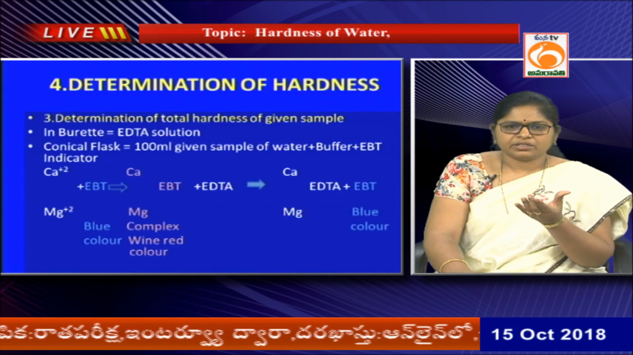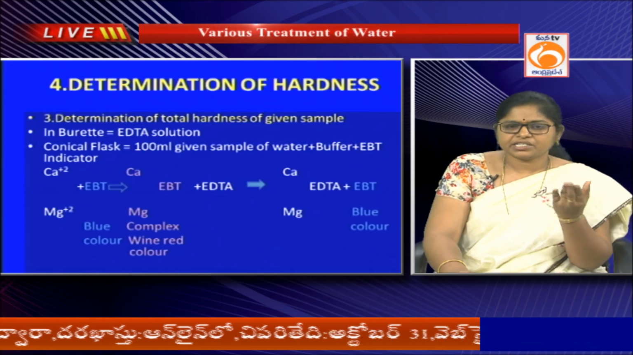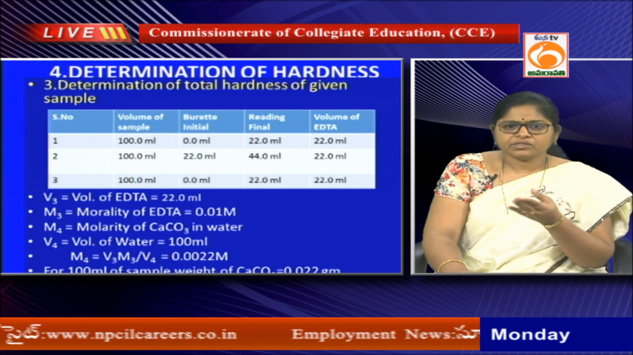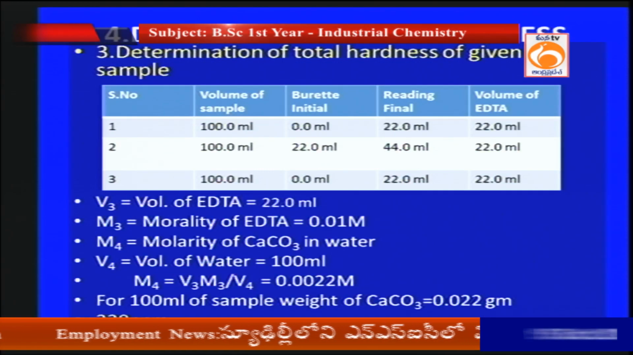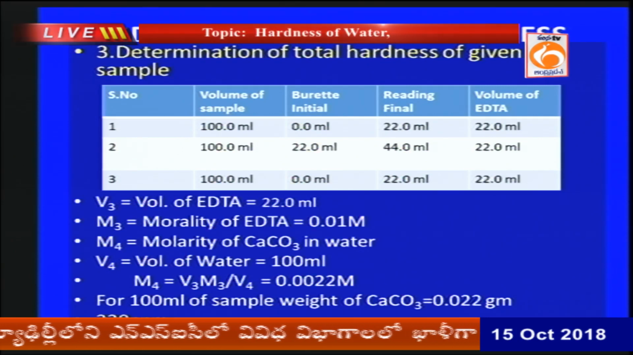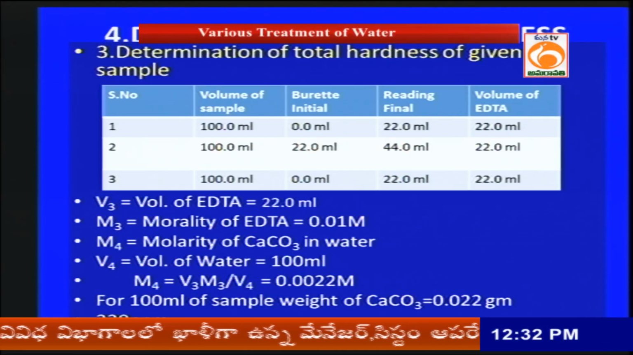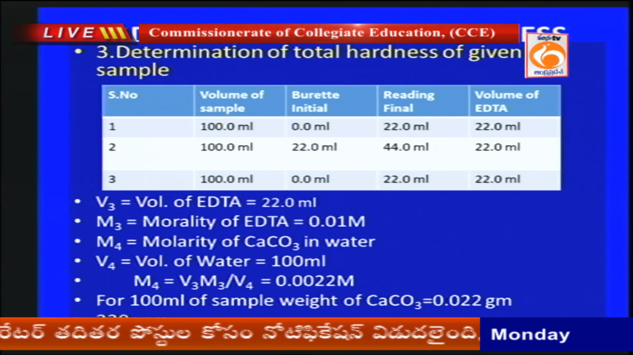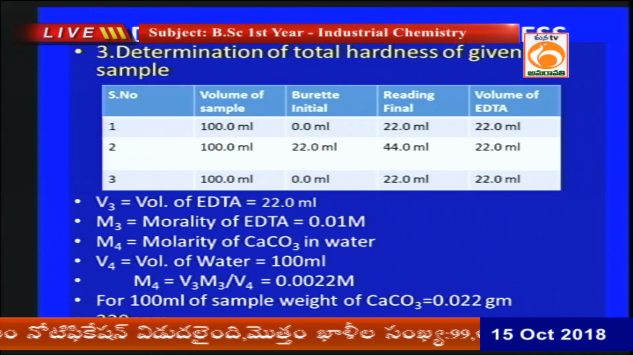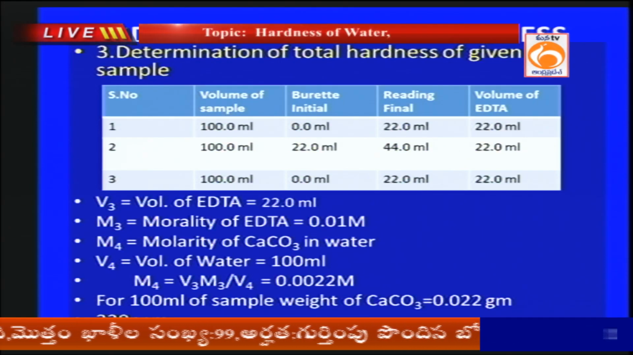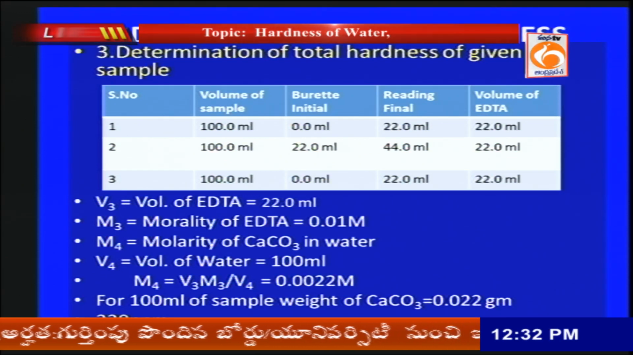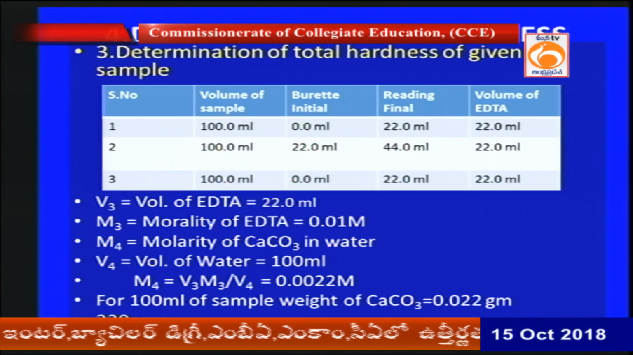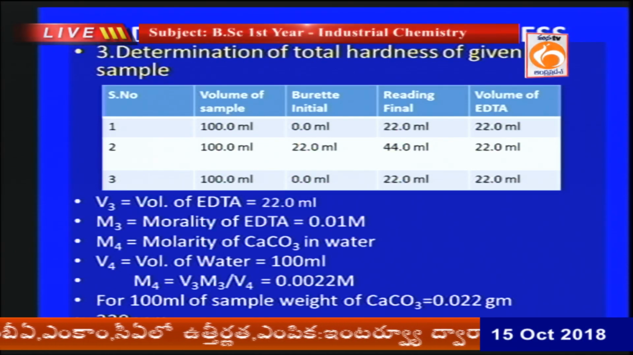So, you can observe that the color changes from wine red to blue, and like this we can calculate the hardness of water in terms of calcium carbonate. For 100 ml we will get 0.022 grams, and if we convert these grams into ppm, we will get 220 ppm. Next, if we see the units, ppm is used and another one is milligrams per liter.